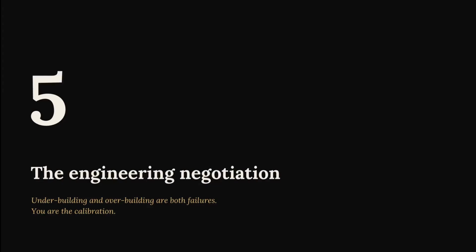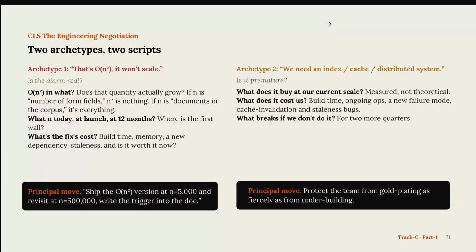This brings us to the most interesting part of the session, which is the engineering negotiation. While we sometimes debate, argue, fight with the engineering teams, it's always a collaborative effort that we need to look at. Either underbuilding or overbuilding are both failures, and hence going hand in hand with engineering for the right calibration is really important, and product managers need to do that. Okay, so there are two archetypes that we could look at, two scripts that we could talk about.